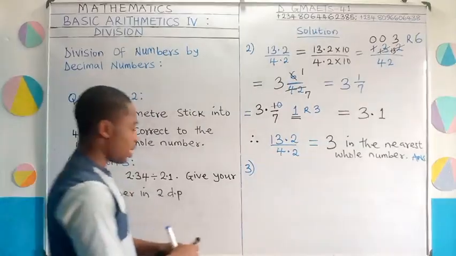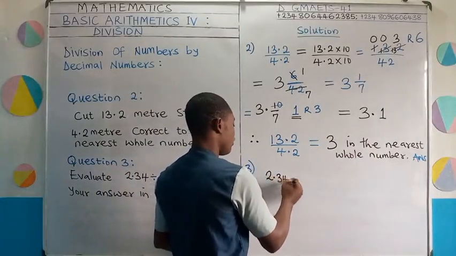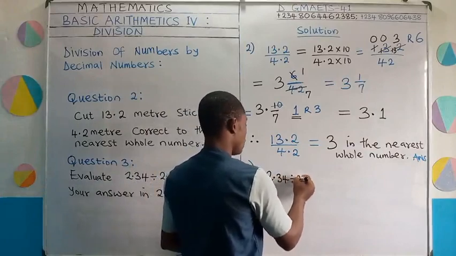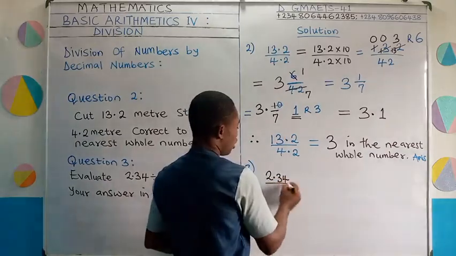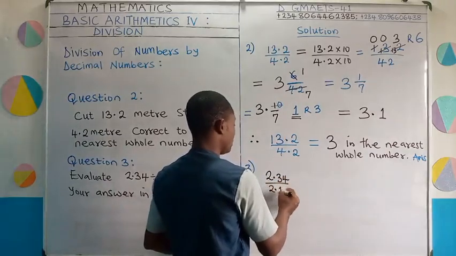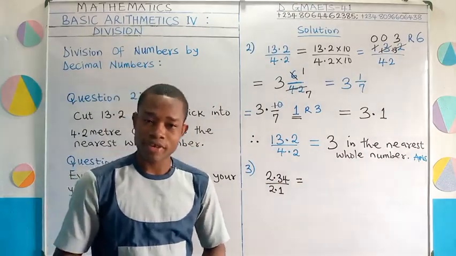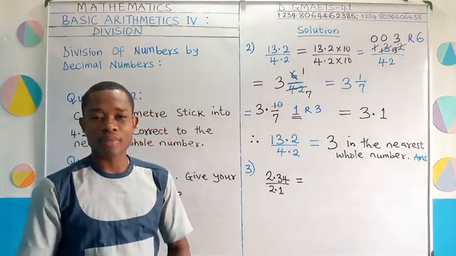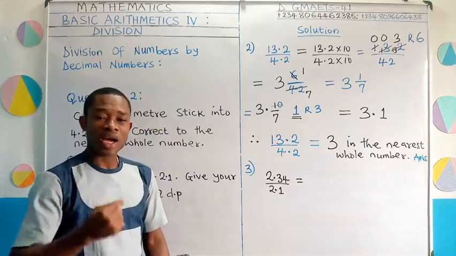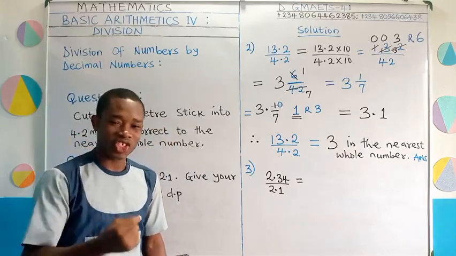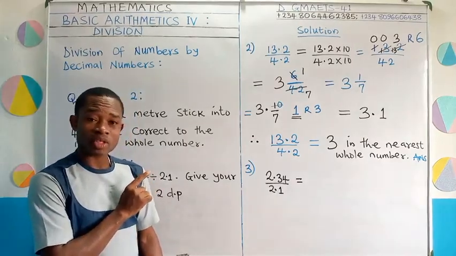2.34 divided by 2.1. Okay, so 2.34 over 2.1. This will be equal to, we need to change them to whole numbers first. And how do we change them to whole numbers? I'll look at this numerator and denominator and ask myself, which of them has more decimal digits? Secret number one. And of course, if you see this, the numerator has more decimal digits.